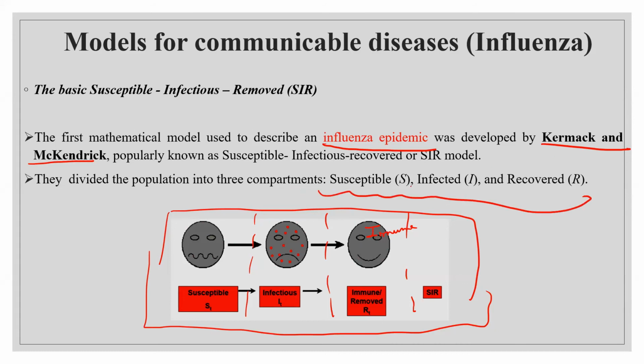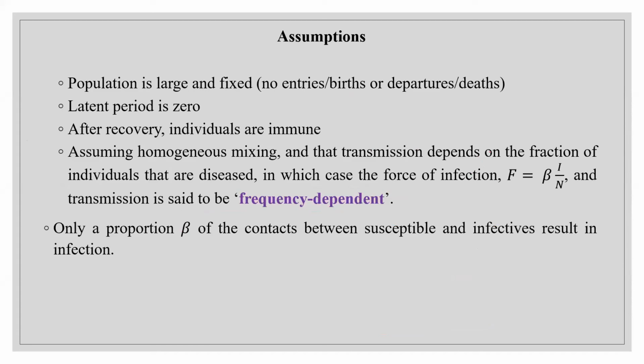I will just discuss S, I, and R. There are many other compartments we can make, but that will increase the complexity. My aim is just to introduce you to how to design the epidemic model. In their model they made certain assumptions. The first is that the population is very large and the latent period is zero. Can anybody tell what this latent period is? Latent period is the incubation period.